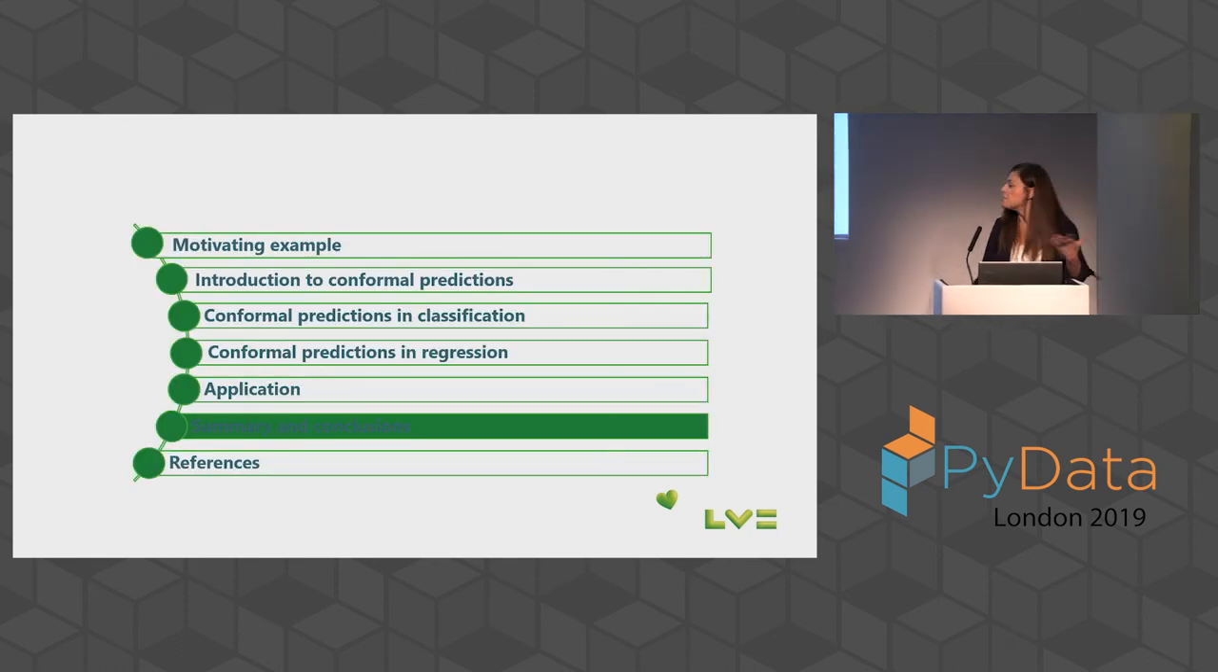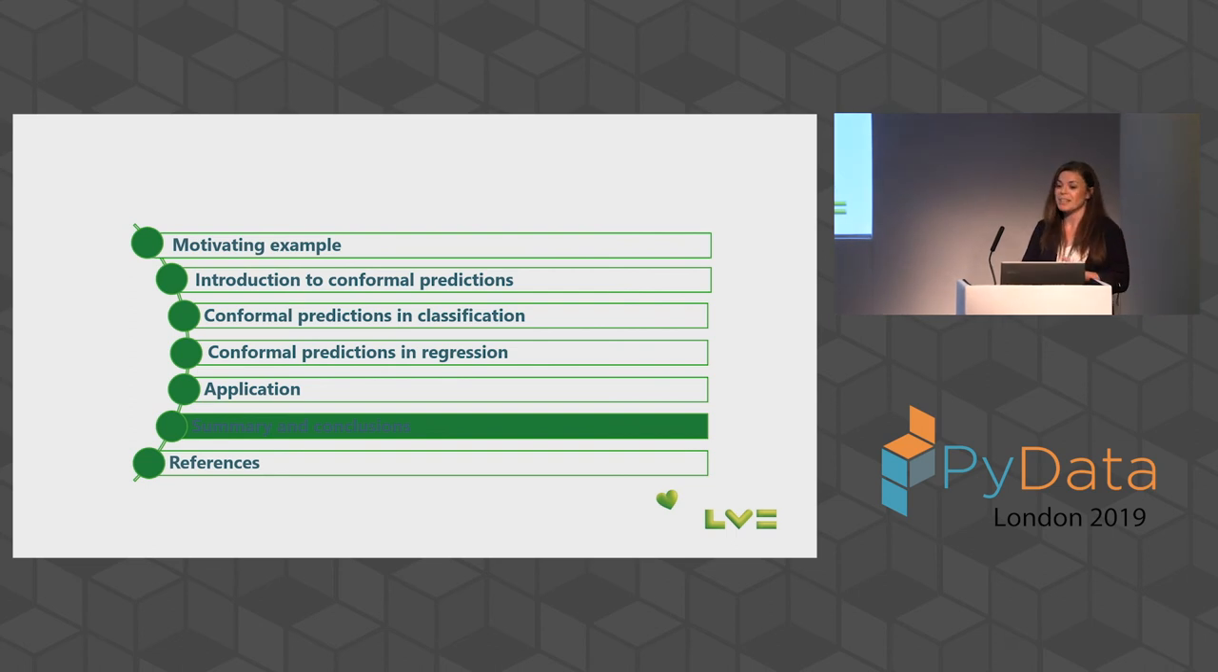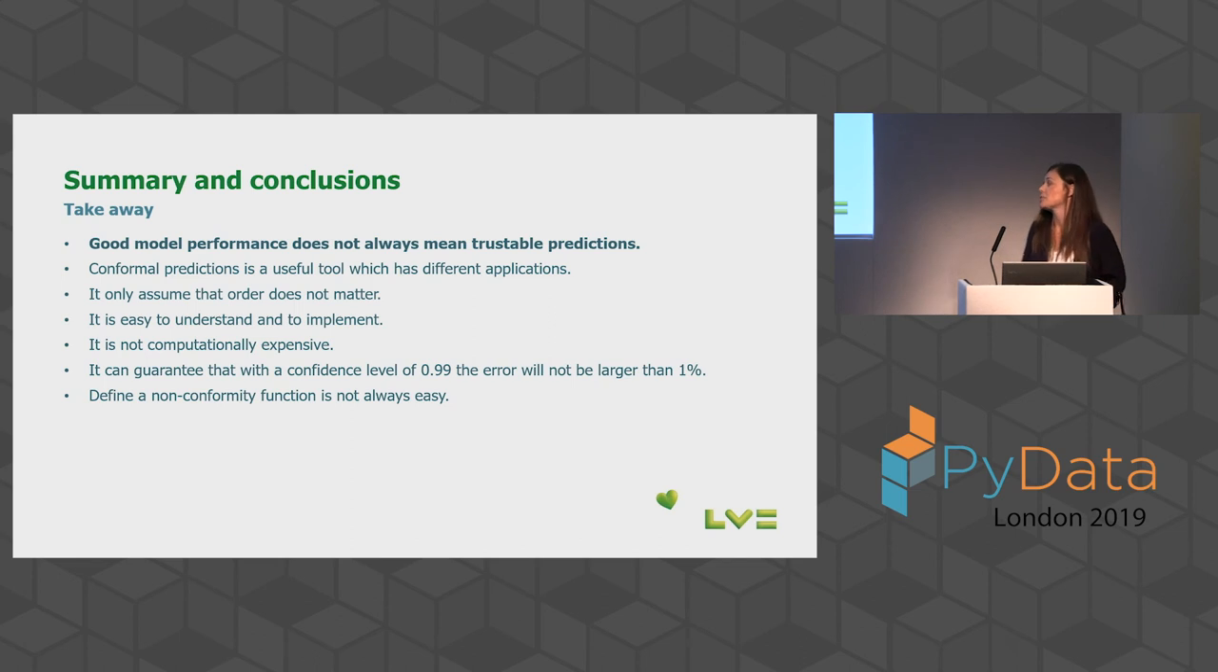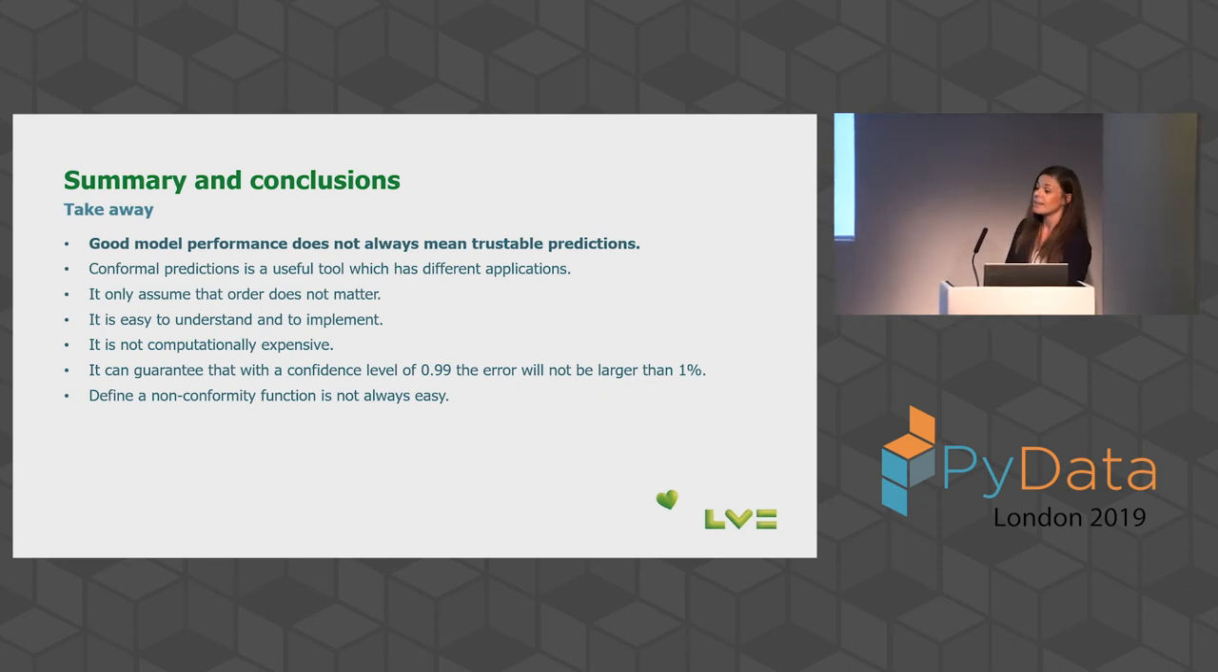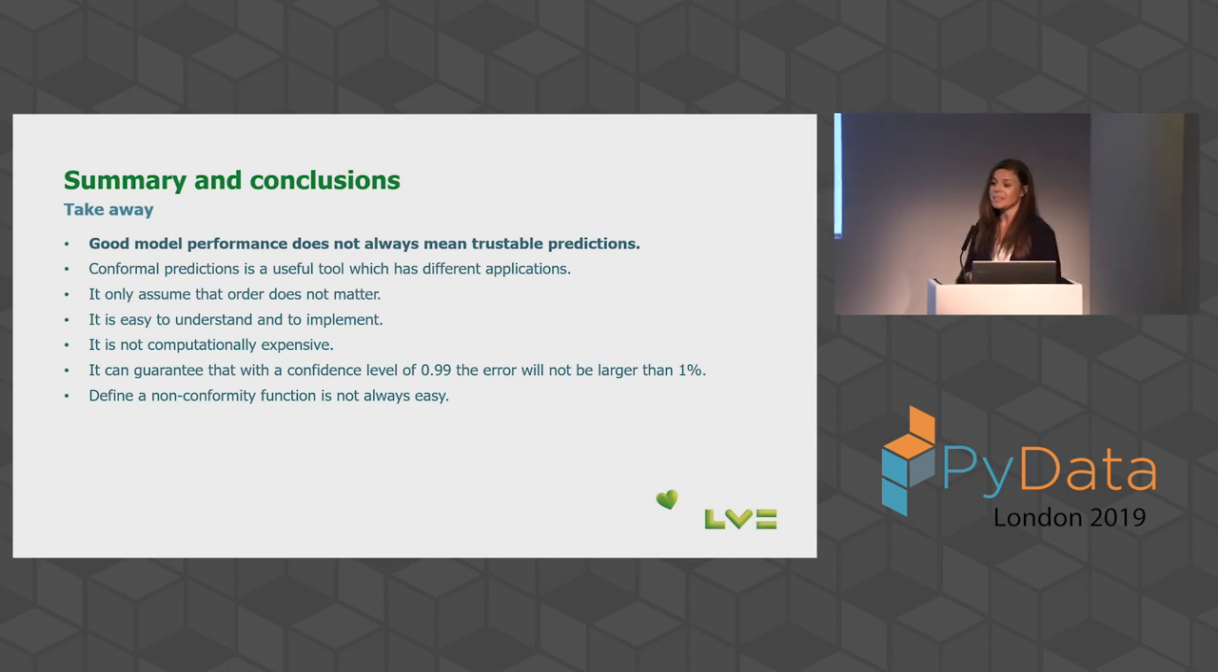That's it. That brings me to the end of my presentation. I'm going to be brief. I just want you to keep in mind a few ideas. The first one is that good model performance does not always mean trustable prediction. I think I have convinced you with the plot. Of course, it depends on your goal. If you want to win a Kaggle competition, probably an amazing ROC curve is enough. But if you are going to make a decision using the prediction of your model, I think you should be sure, or you should trust somehow what you are predicting.